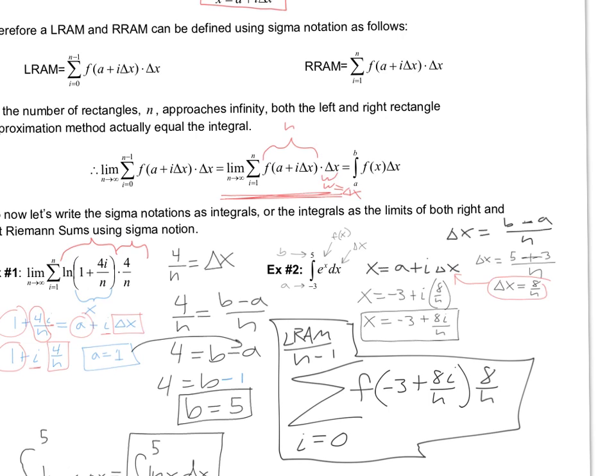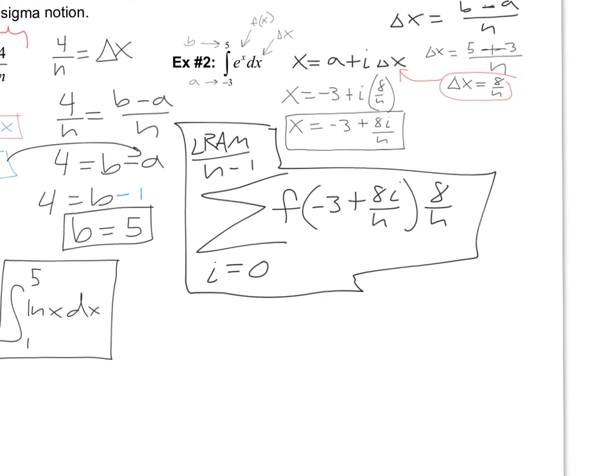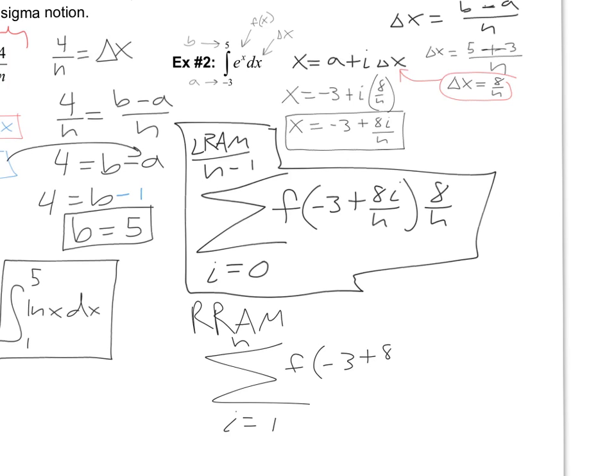And now we're just going to do the same thing for RRAM. It really is the exact same thing. The only difference is now this is going from 1 to n instead of 0 to n minus 1. So let's rewrite that. Now it's going from the index at 1 to actually n, and it's the exact same information.